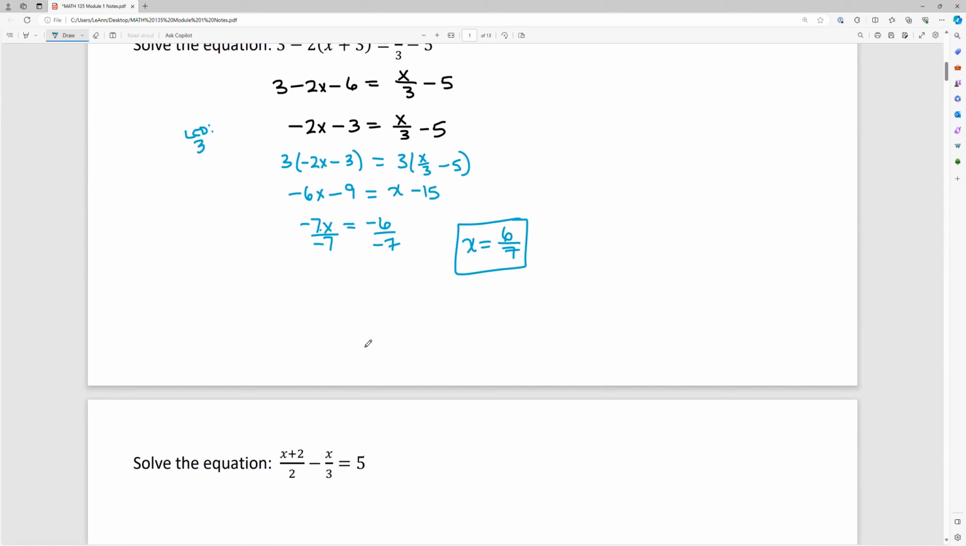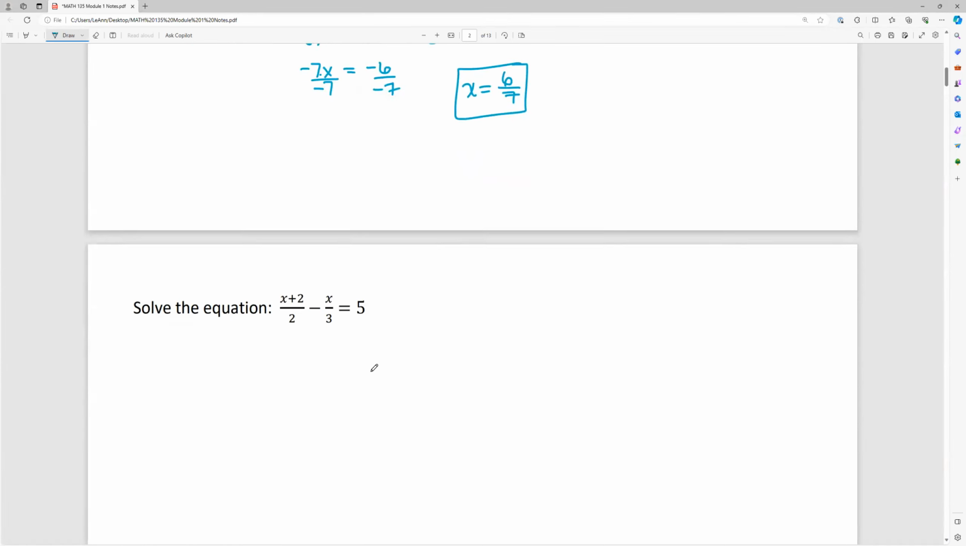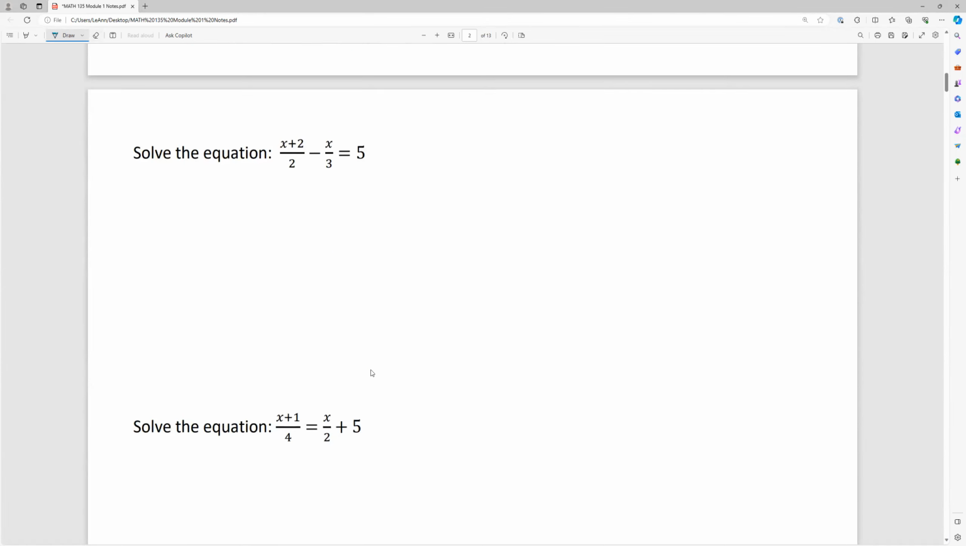There's no similar common factor. All right, let's look at another one. So this one's a little different. It has 2 different denominators.